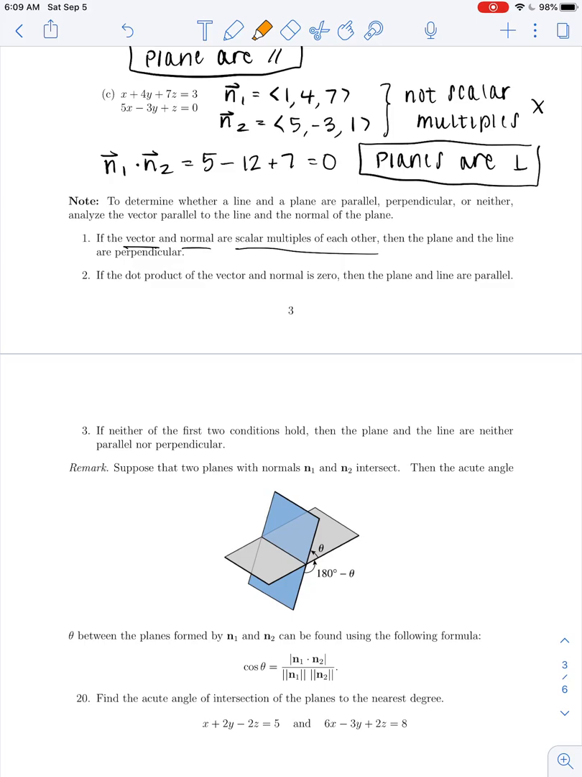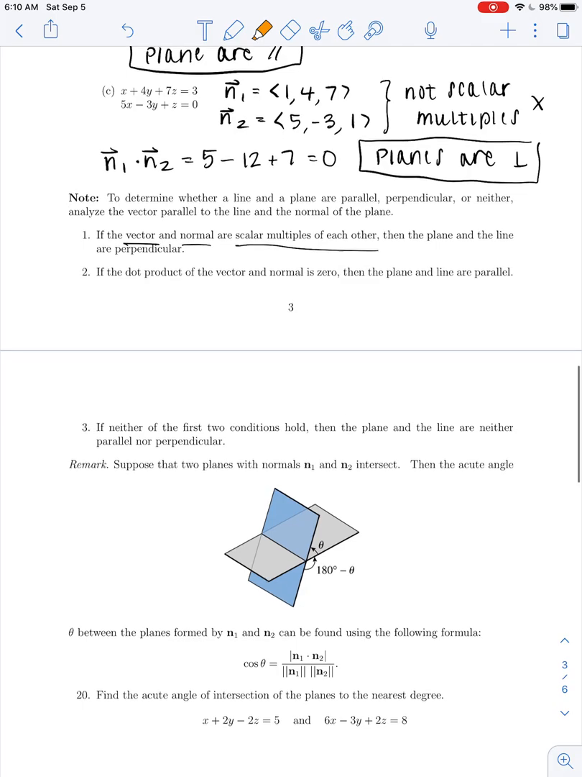Similarly, if we compute the dot product of the vector of the line and the normal of the plane, and we get that it's 0, that means that the line and the normal are perpendicular. But since the plane is perpendicular to the normal, that means that the plane and the line are parallel. And then case 3, if neither of the first two conditions hold, then the plane and the line are neither parallel nor perpendicular. I didn't include any examples of this, but it's very similar to what we did in 14. And there are some homework problems that are going to cover checking how planes and lines are oriented in 3 space.